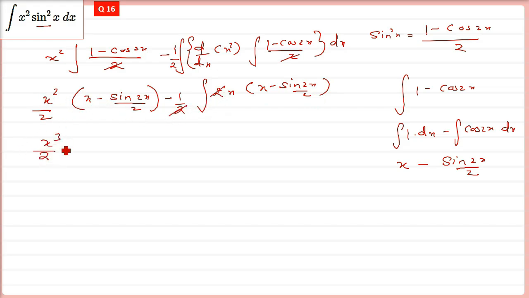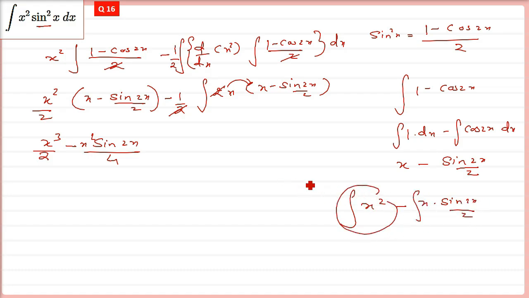Now let us multiply the first two terms. It will give x cube by 2 minus x square sin 2x by 4. So first and second term we have got. How about the third term? We will multiply and then we will integrate again. So this is going to be x square, integration of x square has to be done, and the second part is x sin 2x divided by 2. You know the result of this integration. It will be x cube divided by 3.